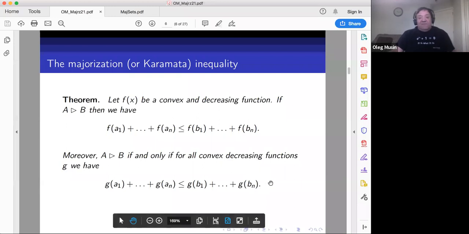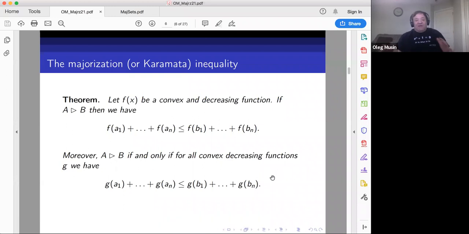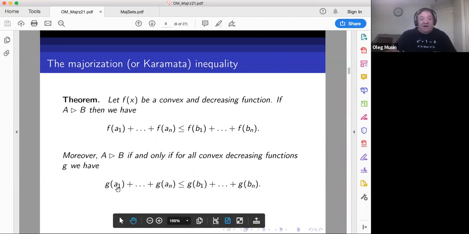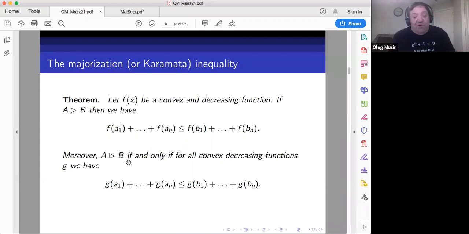And moreover, actually we have the converse. If we have this inequality for all convex decreasing functions f, then a majorizes b. It can go vice versa. If we have this property for all convex decreasing functions, then a has to majorize b. So in some sense it is if and only if.